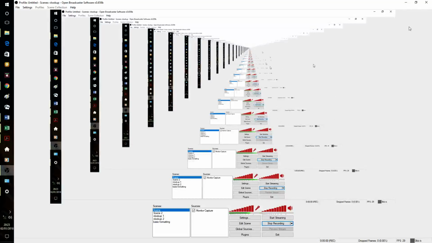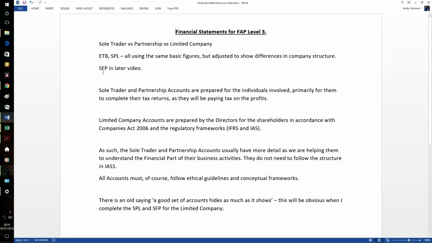Hello accounts people, time to go back to our financial statements. So now we're going to focus on the statement of financial position. We've had a look at the extended trial balance and the statement of profit or loss. We're still on sole traders, partnerships and limited companies. We're still using the same basic figures and the adjustments for the company structure will be evident.